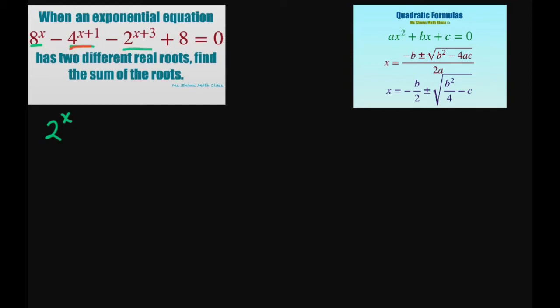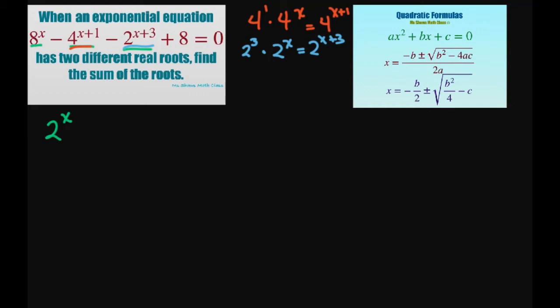This right here can be written as 4 times 4 to the power of x, right? Because if you use the same base, that would equal 4 to the power of x plus 1. This one right here, there's 3 of these 2's, so we can just write this as 2 cubed times 2 to the power of x, because that would give you 2 to the power of x plus 3. So let's do that before we get started.